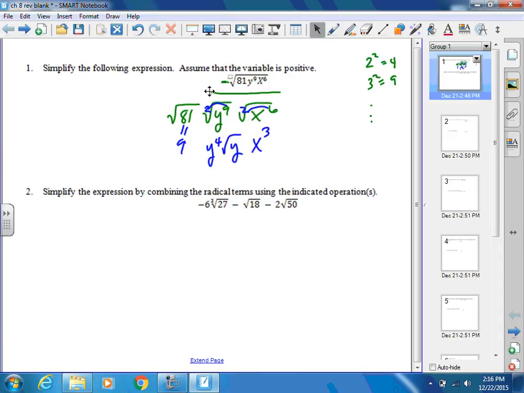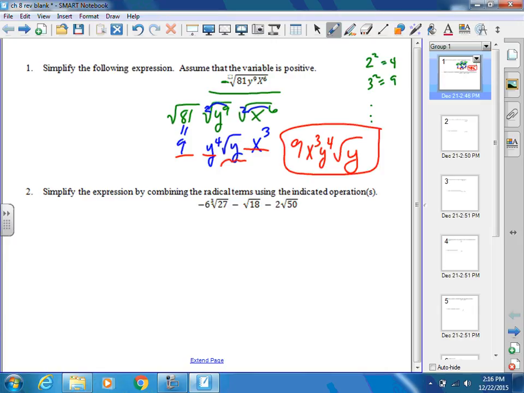Now what I want to do is put all these together. Everything without a radical will go next to each other, so I'm going to have 9, let's say x to the 3rd, y to the 4th, and then whatever is in the radical goes last, and anything else that would be in the radical would go together. So this should be my answer for this problem.